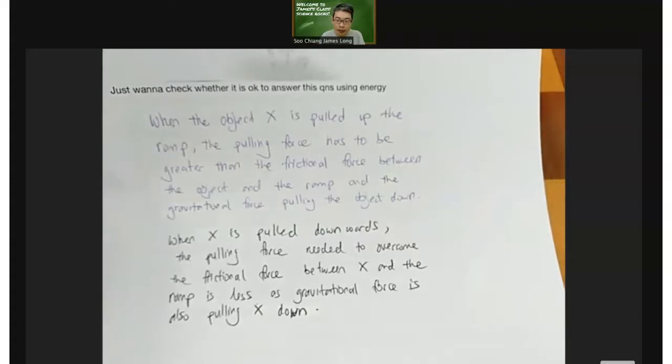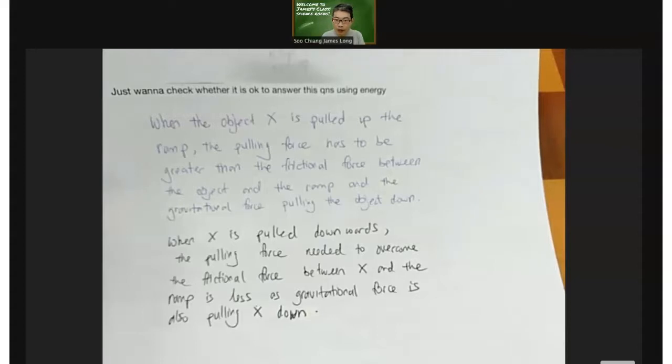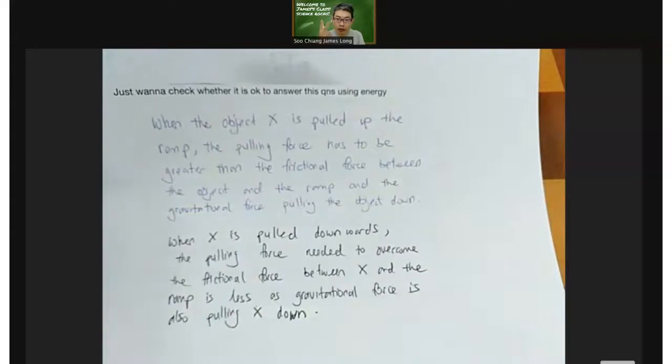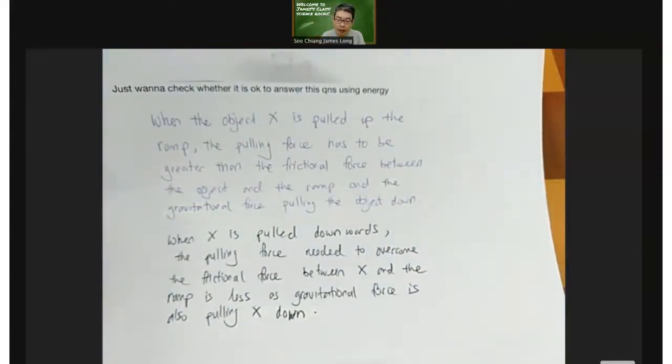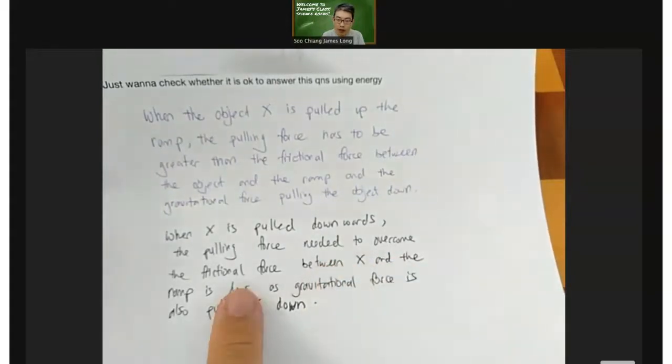Alright, an object X is being pulled up the ramp. The pulling force has to be greater than the frictional force between the object and the ramp, and the gravitational force pulling the object down. So in other words, this pulling force upwards has to be greater than two forces, frictional force and gravitational force combined.